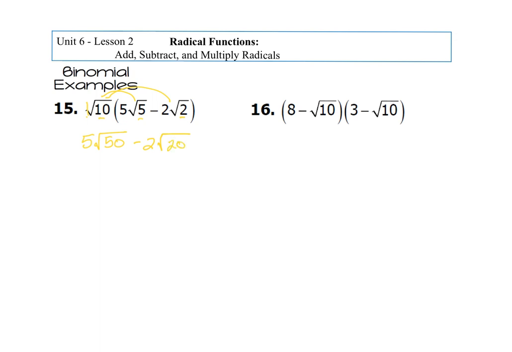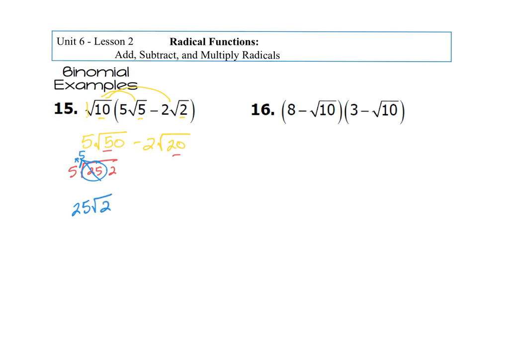Now we need to simplify these radicals. Right now they don't match. We have 50 and 20. So I would think of my first one, 5 square root 50. We have 5. 50 is 25 times 2. The square root of 25 is 5. It multiplies with the 5 that was already out there. So it's 25 square root 2.